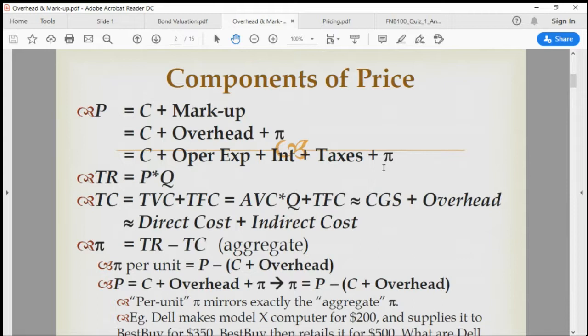In other words, isn't this exactly the structure of the income statement, right? If you think about it, this is a scaled down version of the income statement. It's like a miniaturized version of the income statement, scaled down to one single unit. This is the income statement of one single unit.